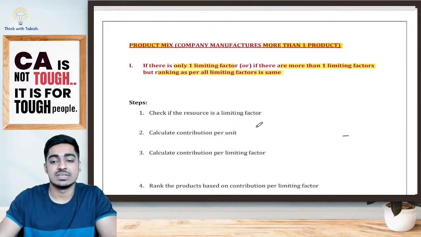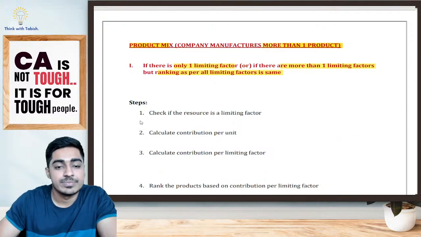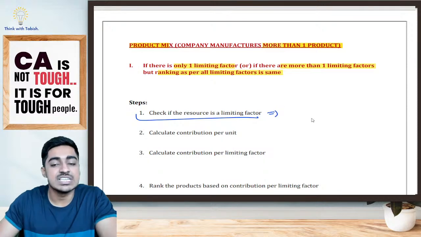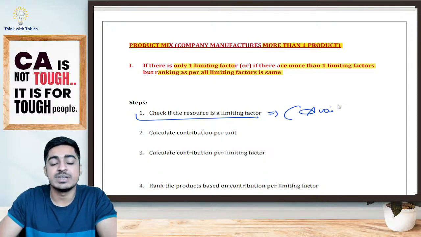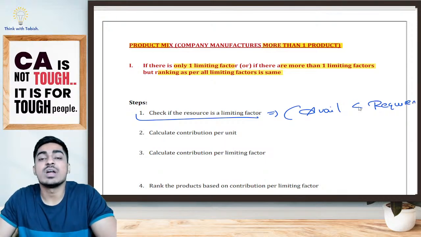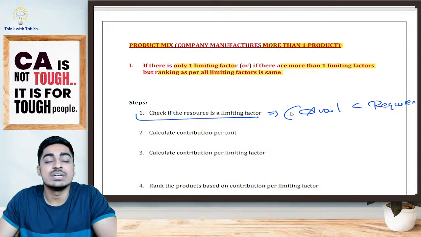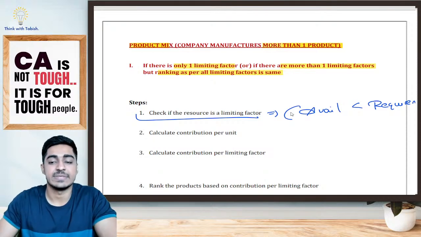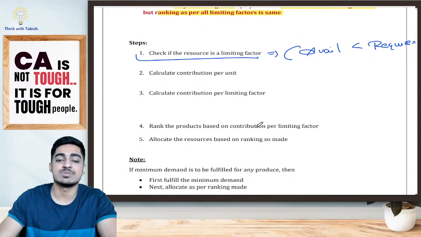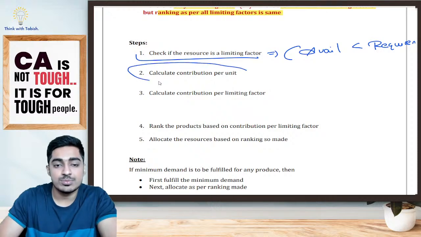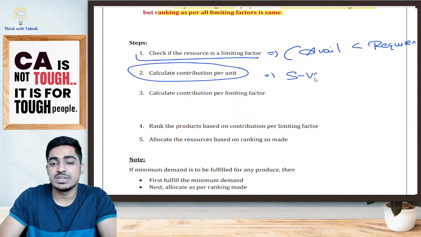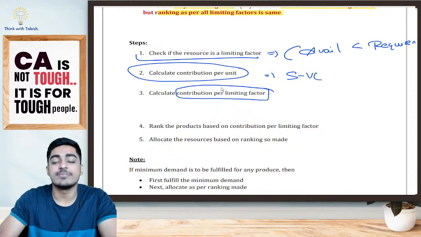But now it is again simple. How do we take a decision? Firstly, we need to see if our resource is a limiting factor. How do we check if our resource is a limiting factor? Any resource is a limiting factor if its availability is less than the requirement. Suppose labor hours required is 50,000 hours, but available is only 30,000. We'll tell it is a limiting factor. If it is a limiting factor, what are the steps we follow? First, we calculate contribution per unit. Contribution per unit is sales minus variable cost. Then we calculate contribution per limiting factor.